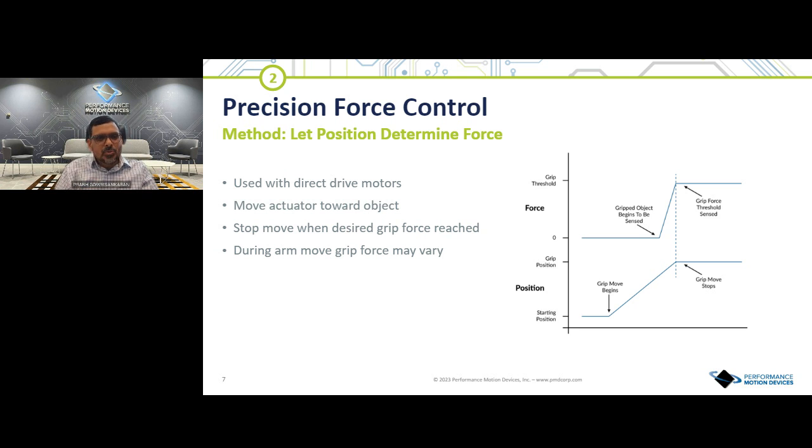This is mainly used with direct drive motors. You move the actuator towards the object, and then you stop the move when the desired force is reached. It's equated to a position. During the arm move, the grip phase force may vary. The chart on the right shows this use case, where you just program in the position, and you calibrate this ahead of time to figure out what force is applied. So you don't need a sensor in this particular use case.